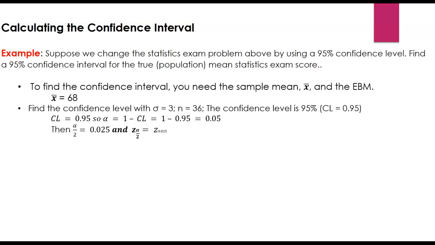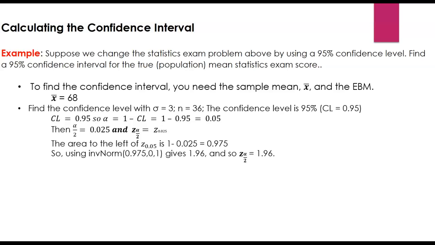That's going to give us alpha of 0.05, our Z alpha over 2 score, with an area of 0.975. Using inverse norm with 0.975 gives us 1.96. So Z alpha over 2 is 1.96. 1.96 is a value that you can then associate with this 95% confidence level anytime you need to use that.